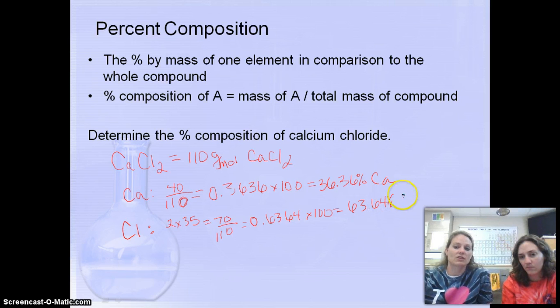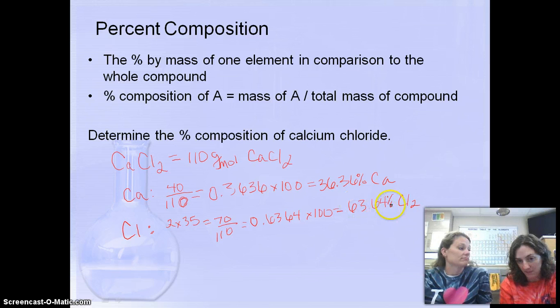Your double check to make sure that you've done it correctly is that your percentages, each piece, should add up to 100 or extremely close to 100. You might get like 99.9, which means you still did the math right. The other thing you could do is, you know that you have 36.36% of calcium, so to find your chlorine, if you knew that calculation was correct, you could say 100 minus 36.36, and you have this amount of chlorine. Subtraction. You can do it.